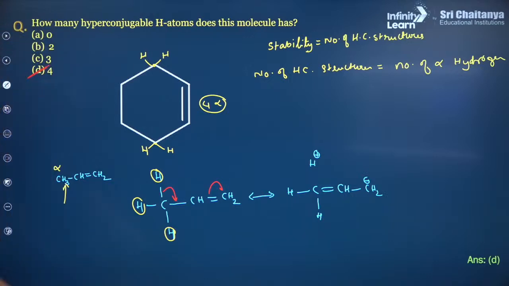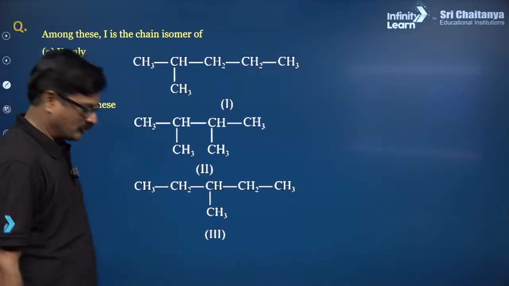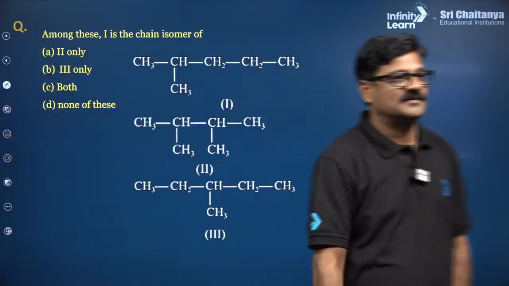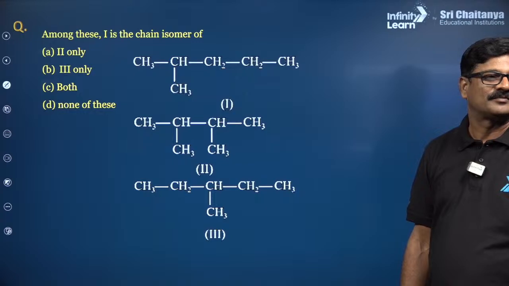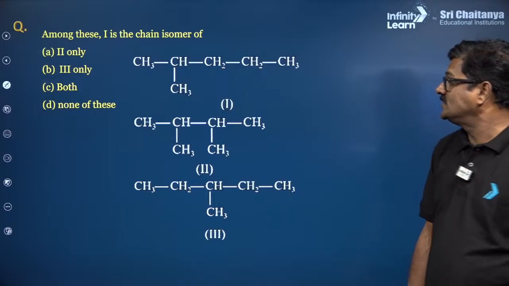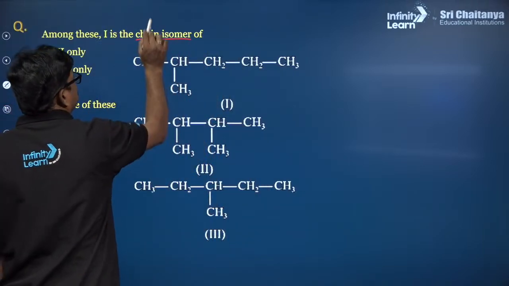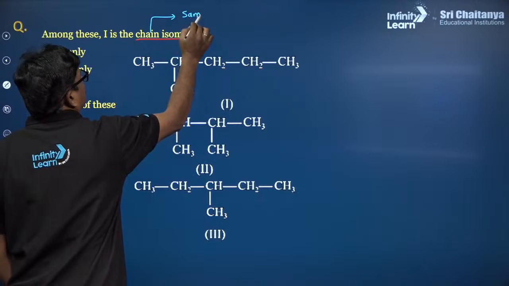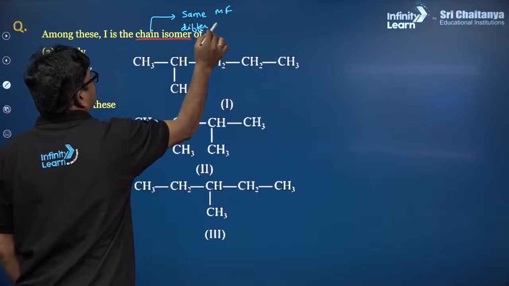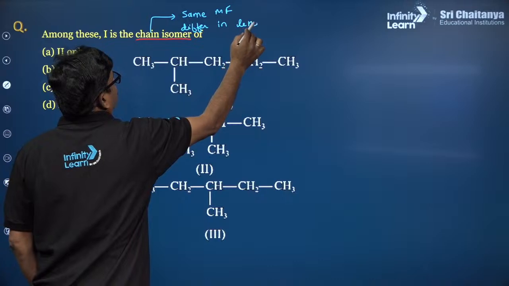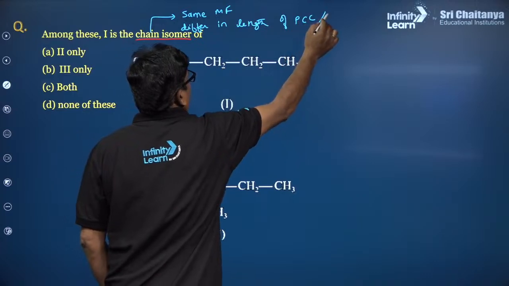Next question. Answer is D here. Now among these, one is the chain isomer. What is the condition for chain isomer? For chain isomer, the condition is the same molecular formula, but differ in the length of carbon chain, the length of the principal carbon chain or branch.